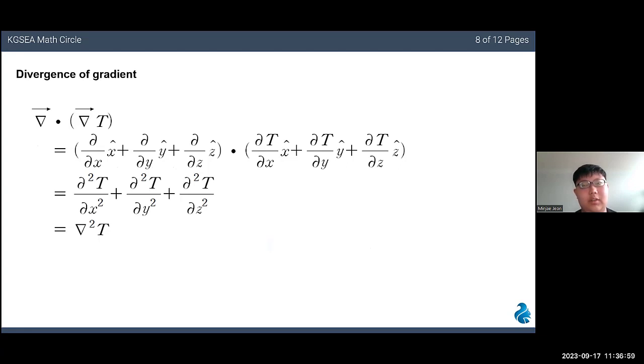This product is a scalar since it uses the inner product. The square of the del operator is called the Laplacian, and this is one of the most important symbols used in physics. More concepts about the Laplacian will be explained on the next page.